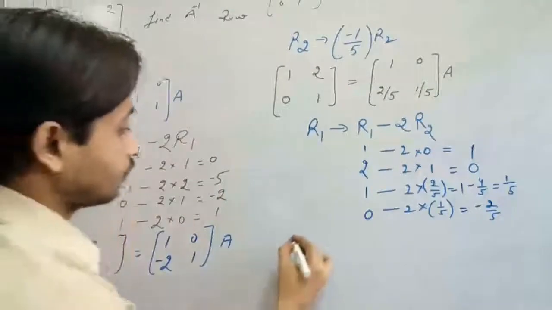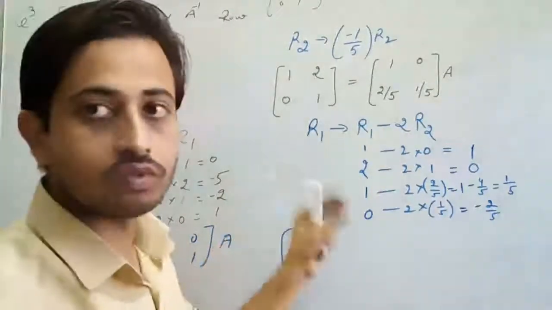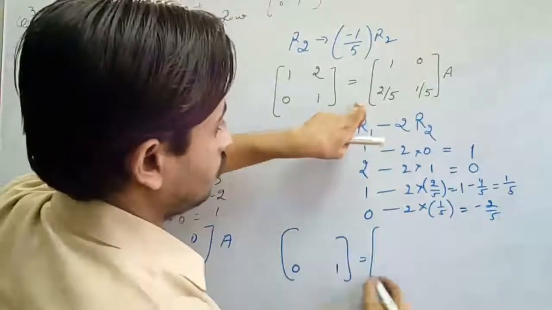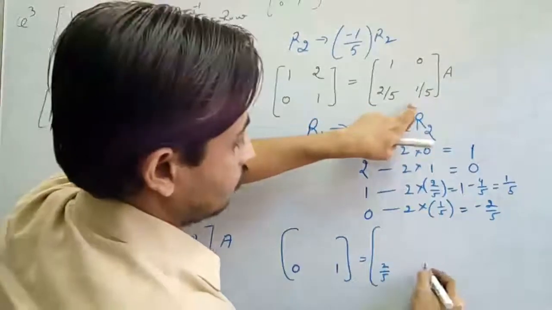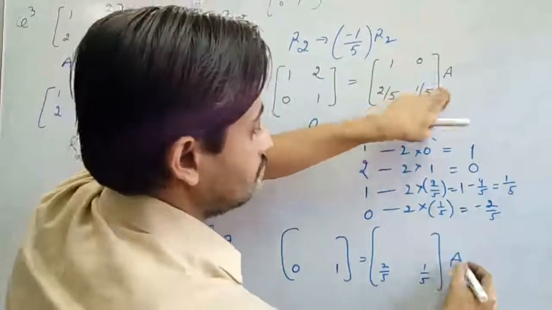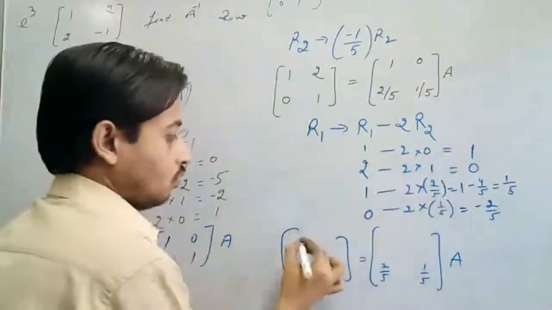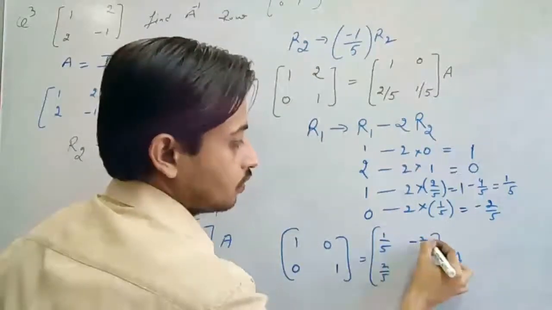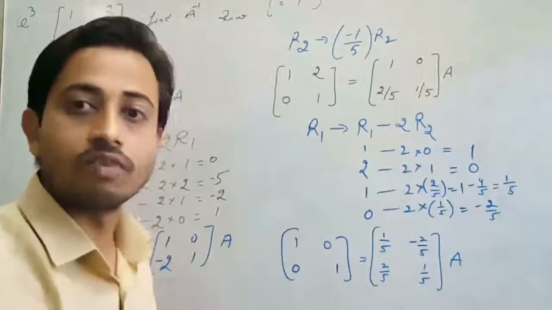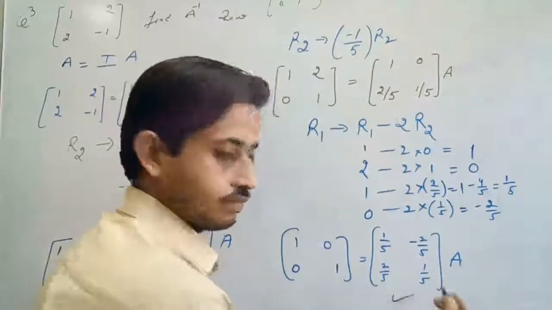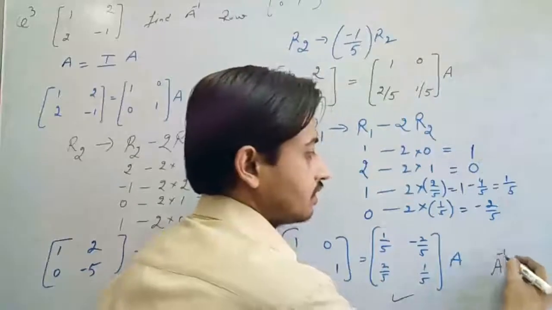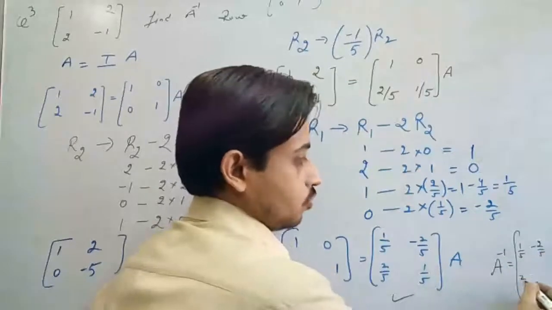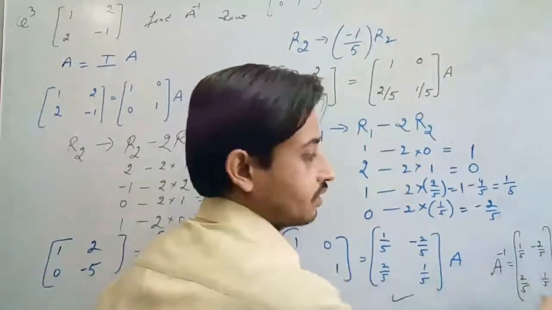So please write here. In this we are changing R1, so we have to write R2 as it is. What is R2? 0, 1, 2 by 5, 1 by 5. And what is the new R1? 1, 0, 1 by 5 and minus 2 by 5. Then our answer is: A inverse is 1 by 5, minus 2 by 5, 2 by 5 and 1 by 5. This is our answer.